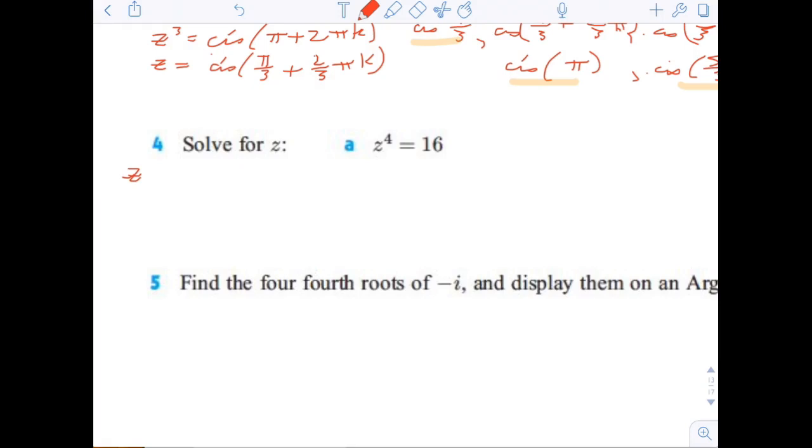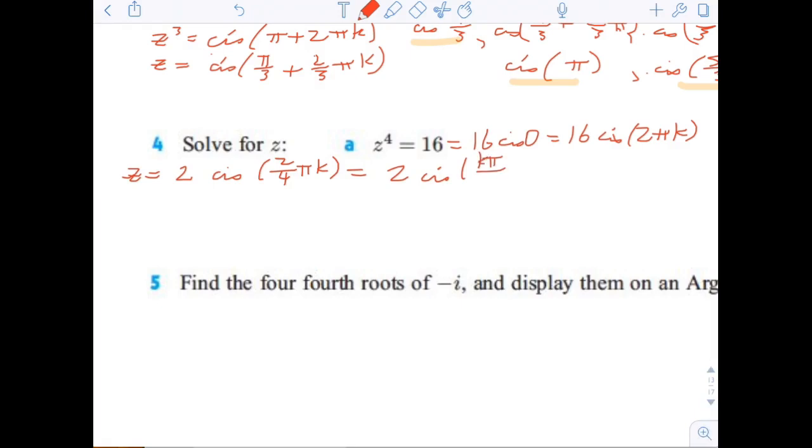So 16 is equal to 16 cis 0, which is equal to 16 cis 2 pi k. And z is equal to the 4th root of the right side, and the 4th root of 16 is 2. And the 4th root of cis 2 pi k is cis 2 divided by 4 pi k, which is equal to 2 cis pi k divided by 2.